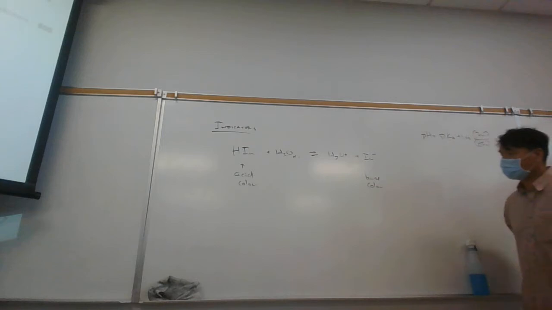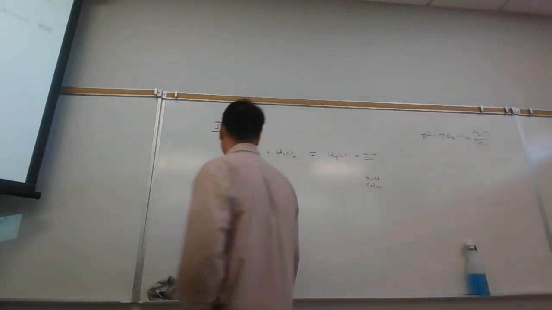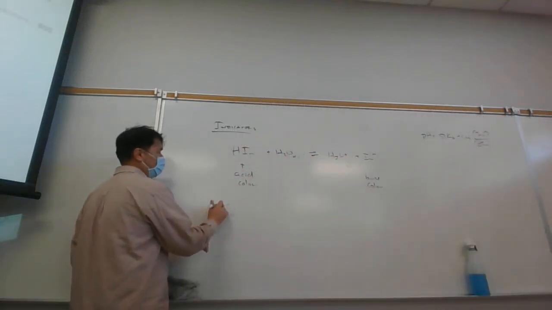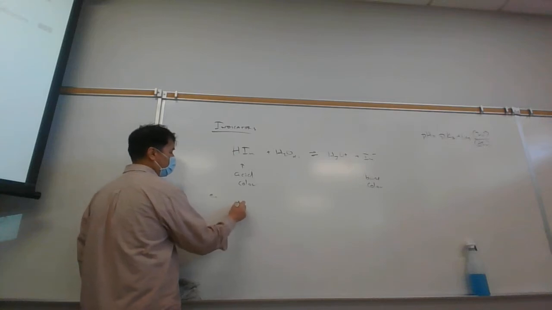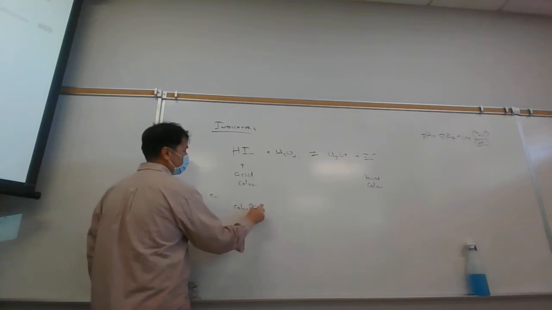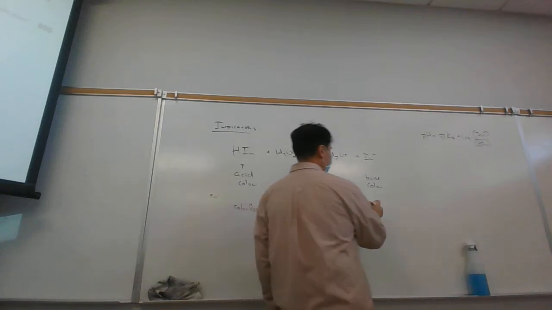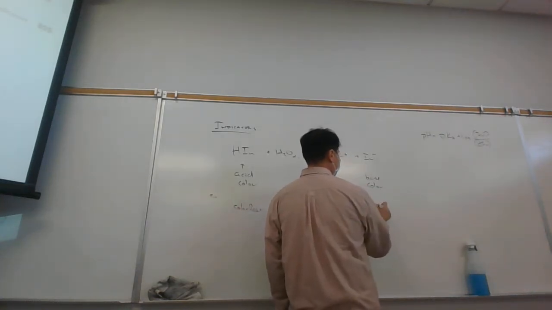And so let's look at phenolphthalein, for example. If this were phenolphthalein, then the acid color would be colorless, and the base color would be red or pink, dark pink let's say, or red.